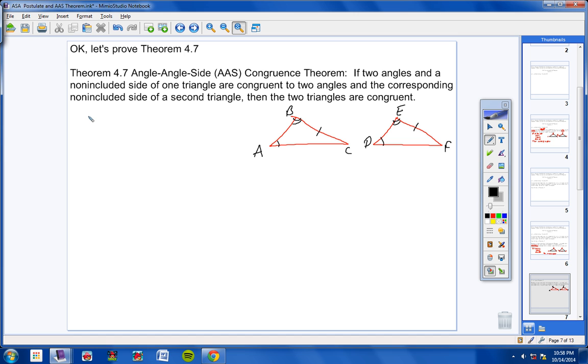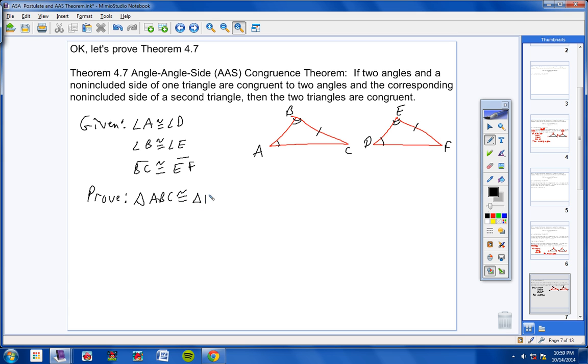So that's my given. So my given is angle A is congruent to angle D. Angle B is congruent to, copy all this down please students, angle E, and side BC is congruent to side, or segment, EF. That's all in your if part. Now your then part is the two triangles are congruent. So we're trying to prove that triangle ABC is congruent to triangle DEF.